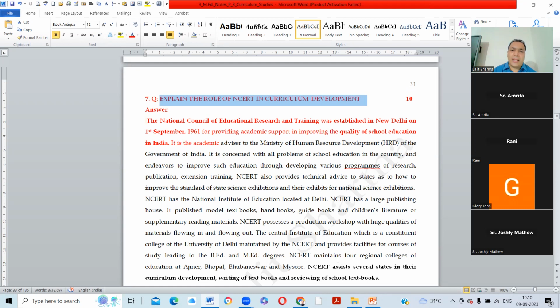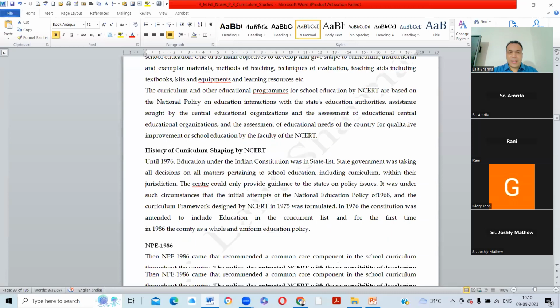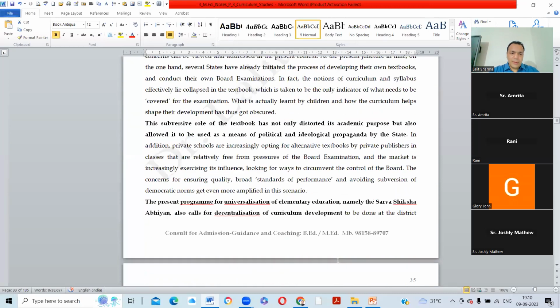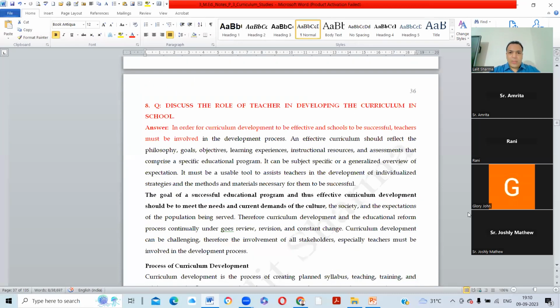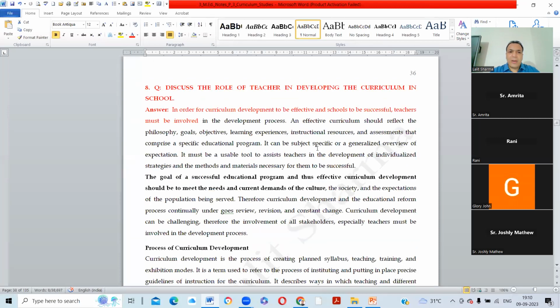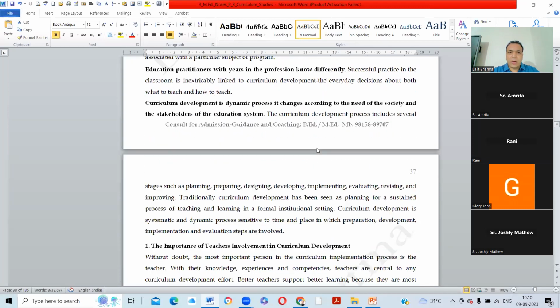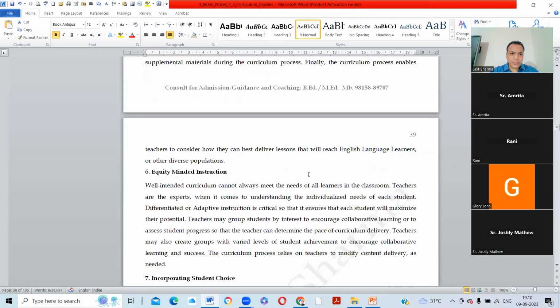This is the same question. What is the need of curriculum development at the national level? We have just finished curriculum development at the national level. Under this, we talked about the NCERT. Now this question has also come up again, explain the role of NCERT in the curriculum development. Okay, so this is the same, guys. Now discuss the role of teacher in developing the curriculum in schools. We have already done it, right? This question is repeated.